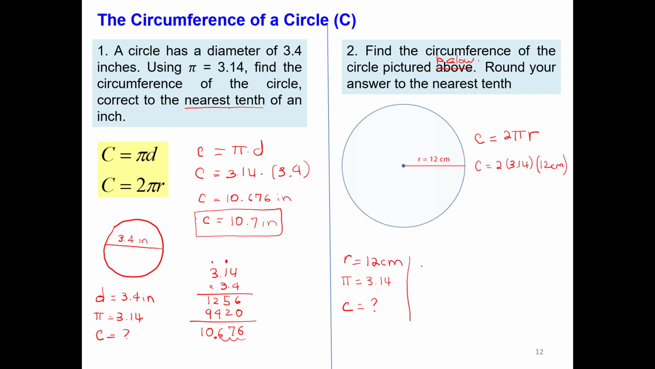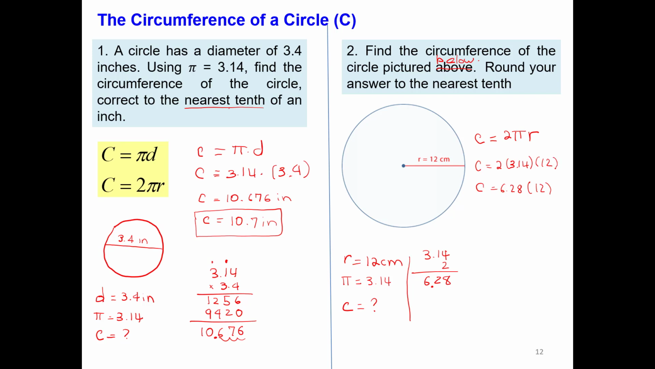Let me multiply the numbers here. 3.14 times 2. 2 times 4 is 8. 2 times 1 is 2. 2 times 3 is 6. We had 2 decimal places here, and 2 decimal places here, and here we have 6.28. Now, just to avoid any confusion, let me write this 12 without units, and we will write the units at the end.